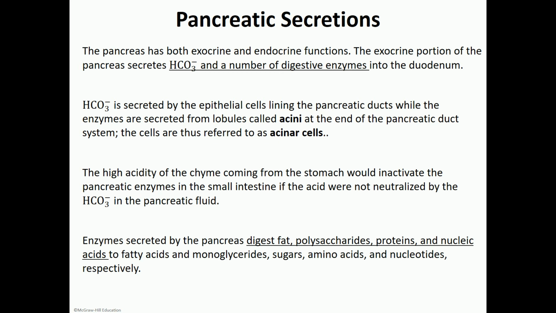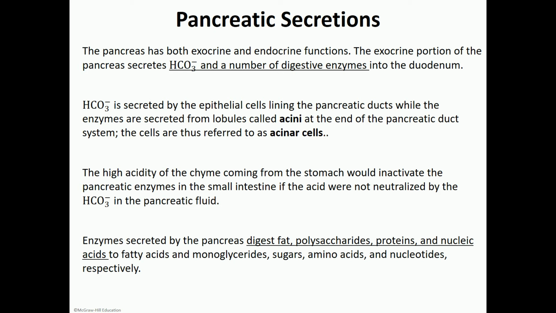Now for the pancreatic secretions, we already know that the pancreas has both an exocrine and an endocrine function. We already talked about its endocrine function, and we said that we'll discuss the exocrine function in the digestive system. So here we are. The exocrine function would be the secretion of bicarbonate, mainly to neutralize the hydrochloric acid coming out of the stomach, and then there's also a number of digestive enzymes. The pancreas will pour them into the duodenum in order to help in the digestion of different things.